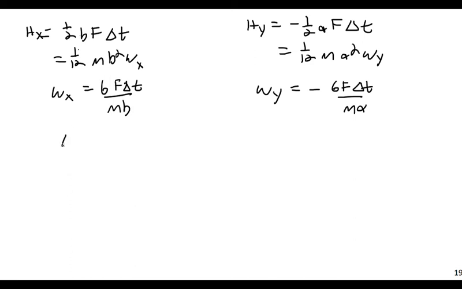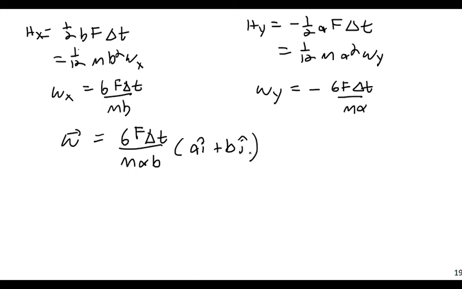And so then finally the overall omega would be equal to 6 times F delta T divided by M A B, times A i plus B j. And that is the final answer there. So we have our v and we have our omega, and that's what we looked at.